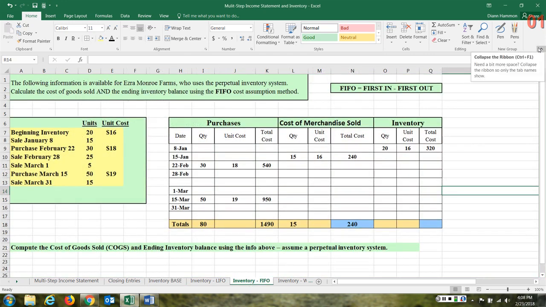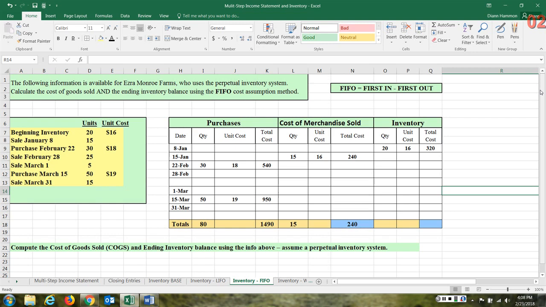FIFO again stands for first in, first out. It is a cost assumption method. It's how we assume that the product is moving. Whether the product is physically moving like that or not doesn't matter. We need a way as accountants to be able to apply some cost to the goods that are being sold.